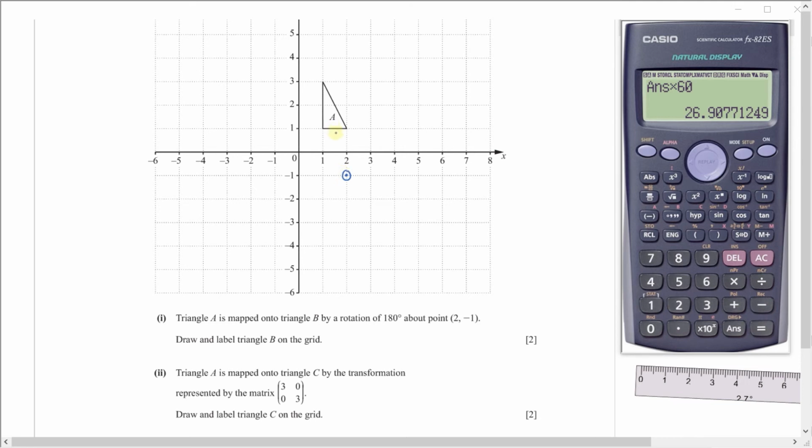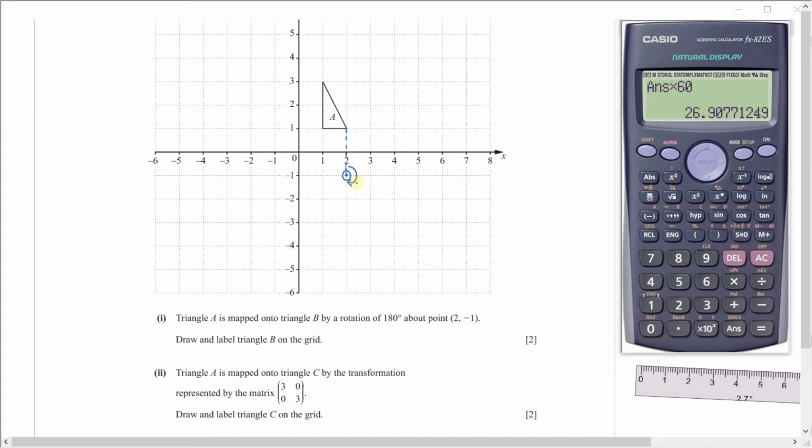So let's take each vertex. Let's start with this one here. So how do you rotate? You first connect the point that you want to rotate with the center of rotation. So I will connect it like this, and then you have to rotate it 180 degrees. You can use a protractor, but for 180 degrees it's pretty straightforward. You measure the angle from this side, which connects the center of rotation with the point, and then measure 180 degrees.